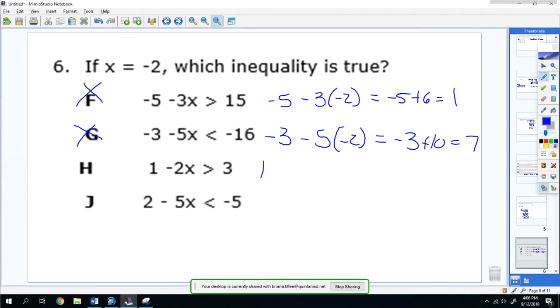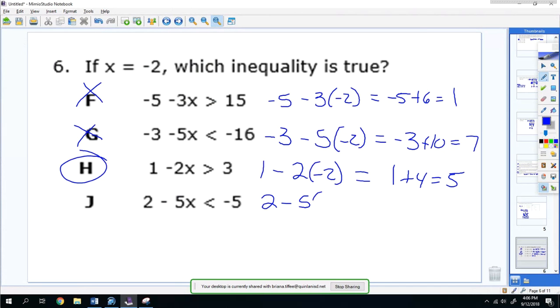Okay, 1 minus 2 times negative 2 is equal to 1 plus 4, which equals 5. Is 5 greater than 3? Yes. Last one, 2 minus 5 times negative 2, which equals 2 plus 10, which equals 12. Is 12 less than negative 5? No.